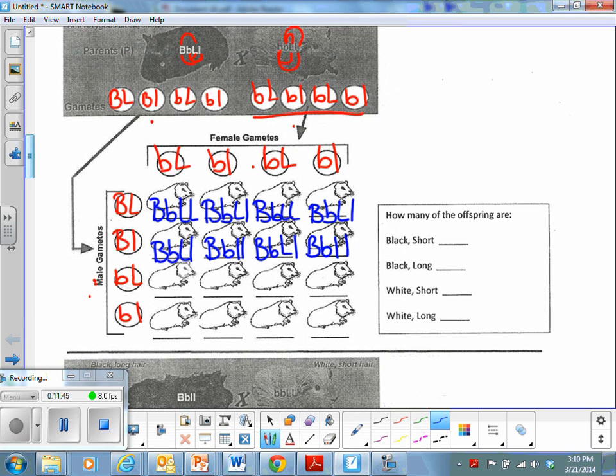Remember, keep your dominant alleles in the front, and keep your B's and your L's together.